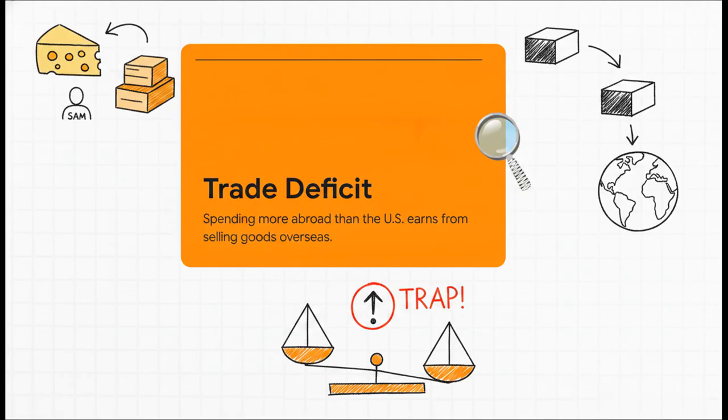A trade deficit means we're spending more abroad, like Sam aggressively buying all that cheese, than the U.S. earns from selling its own goods overseas. Deficit literally just equals buying more than we sell.